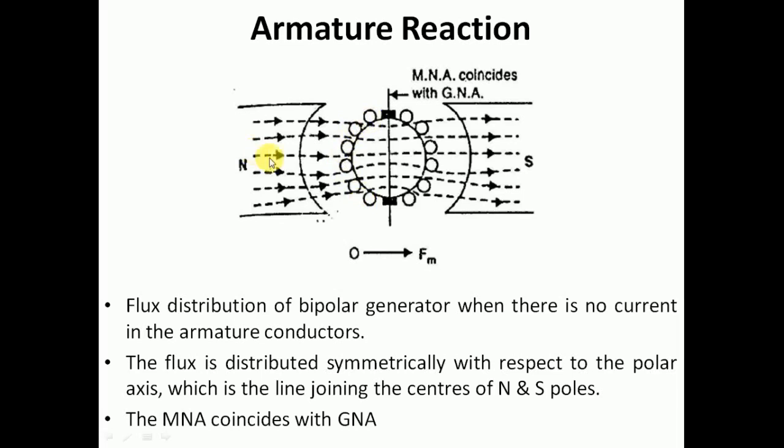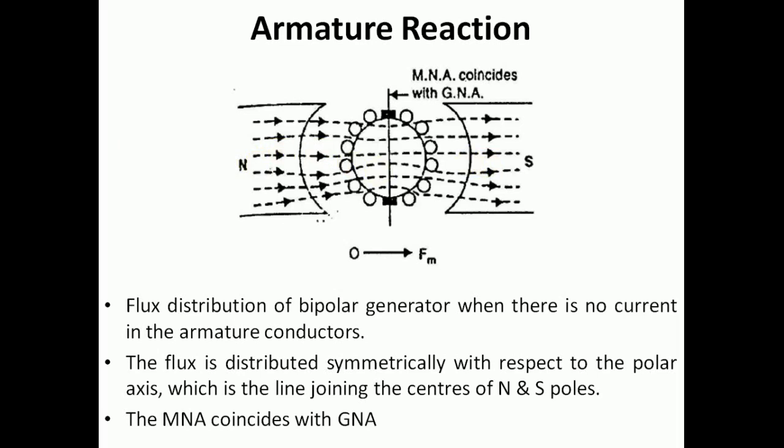A line connecting the centers of this north pole and south pole is called the polar axis. Here the main flux is distributed uniformly across the polar axis. That is, if you consider a line joining the middle of this north pole and south pole, you will be able to see the distribution of this main flux is symmetrical across this polar axis.